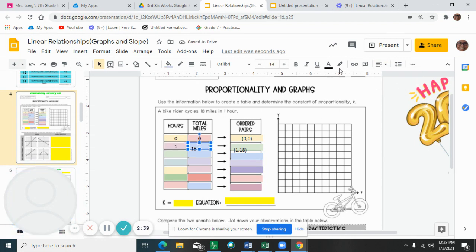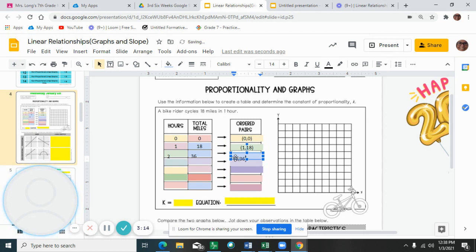Now, because it's proportional, I don't know if you remember, but that means we go up by the same every single time. So my X goes up by the same and my Y goes up by the same. Now, do they have to be the same number between the two? No. So let's say I'm going up by 1 hour. So that means now I've gone 2 hours. Well, every hour I go 18 miles. So remember, we just add 18 to this, which gives me 36. So that means my next coordinate is 2 hours, I've traveled 36 miles. And you just keep doing that.